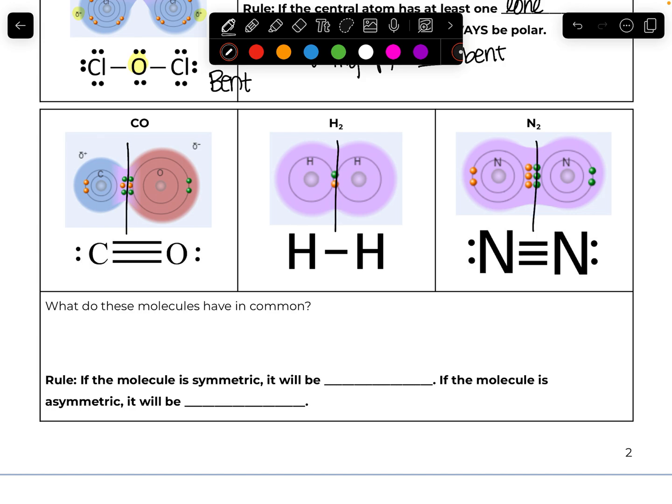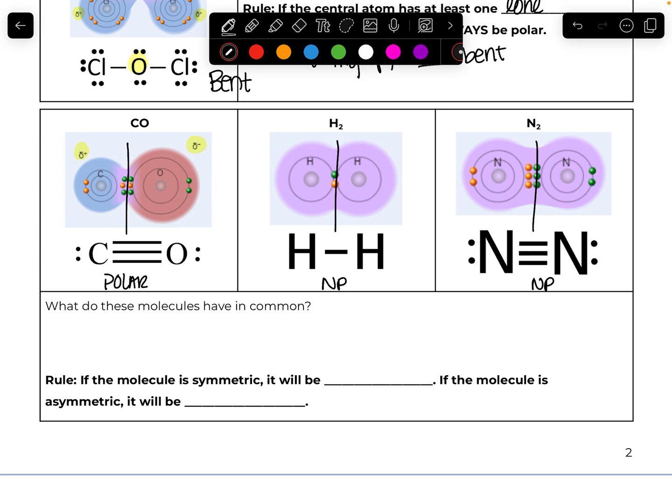Okay, so what does that have to do with what we're talking about? Well, let's talk about polarity. CO clearly is polar. It's got electronegativity differences. H2 and N2 are not. So this thing here is polar. These ones here are nonpolar.